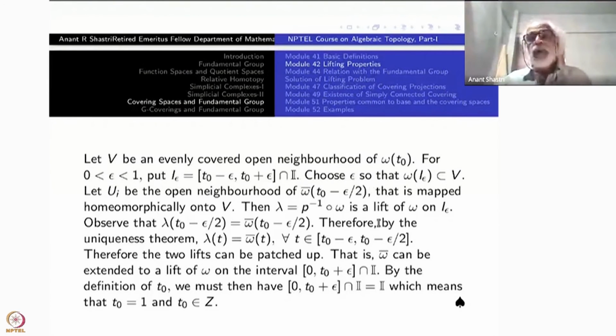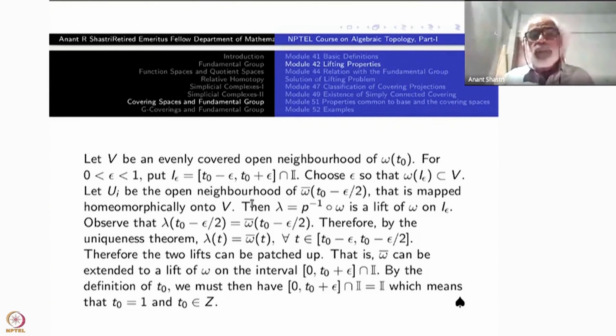Now choose epsilon so that omega of this I epsilon, which is a neighborhood of t naught, is contained inside V. V is an open subset containing omega t naught. So by continuity of omega, some neighborhood will be contained inside V. That's all. This condition is just that omega is continuous.